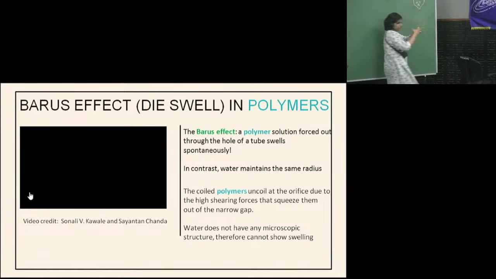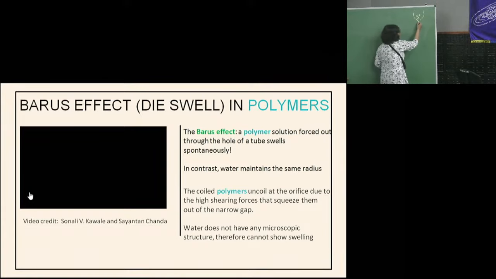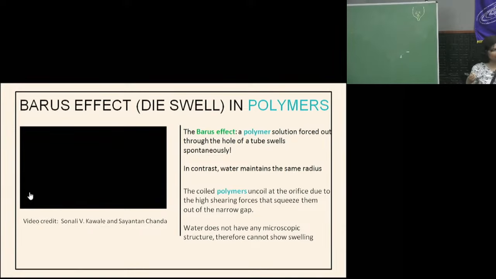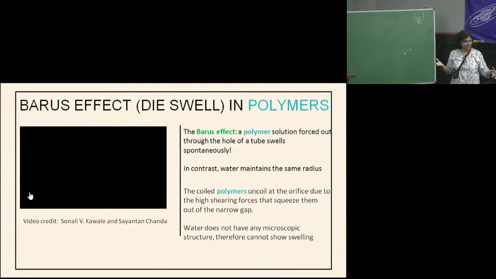But then, because you're squeezing them, they have to exit the bottle through this tiny orifice. And to exit, they line up here, because remember, these are soft materials. So what you really get is a coil to linear chain change in conformation. Because the shear rate at the orifice is much higher, the polymers that were globules here just stretch out under shear. But then the moment they come out, they coil back again. And so that's why your liquid swells. And that would never happen for water.